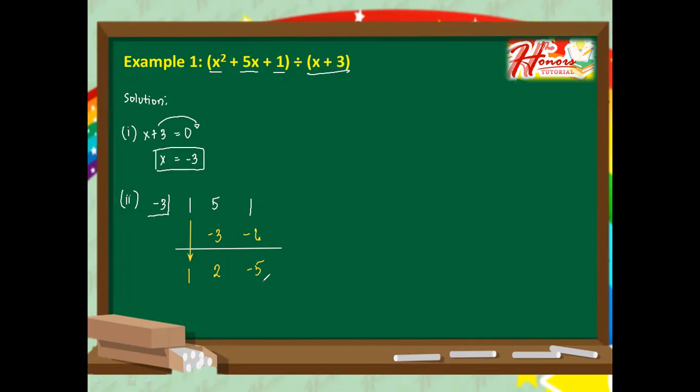So for this part, this will be your remainder part. This last number is your remainder. And then, of course, this is your quotient. So let's write your answer.